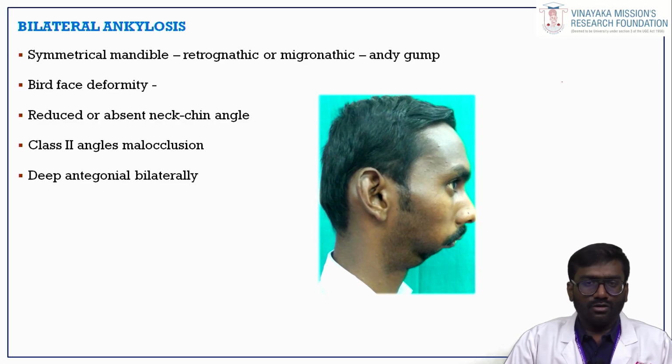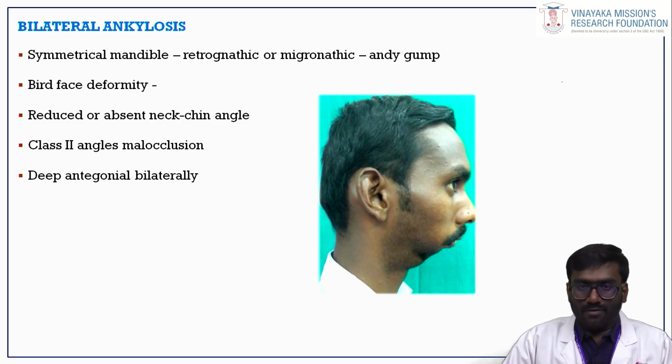So here there is no gross facial asymmetry, in the sense that the mandible is symmetrical, because on both sides the growth is arrested. So the mandible is not obviously deformed. The mandible is symmetrical, but it is micrognathic, very small, or retrognathic, that is, positioned posterior to the maxilla, which results in a characteristic feature called the Andy Gump appearance. The cartoon character called Andy Gump has the same appearance.